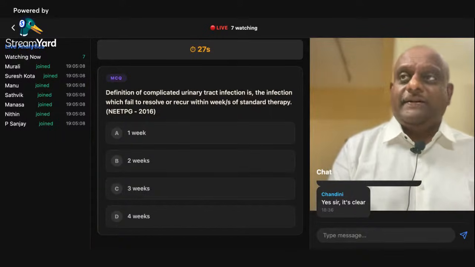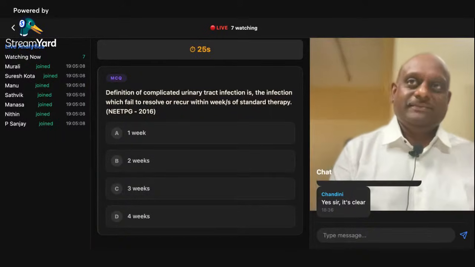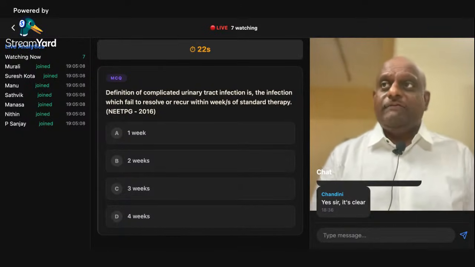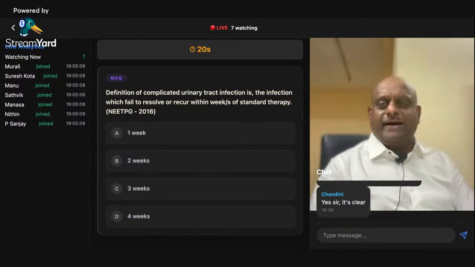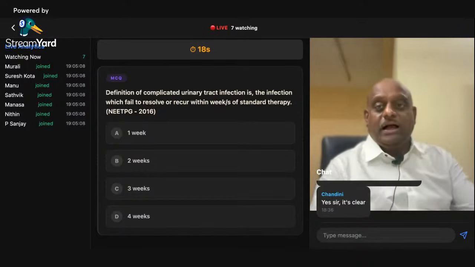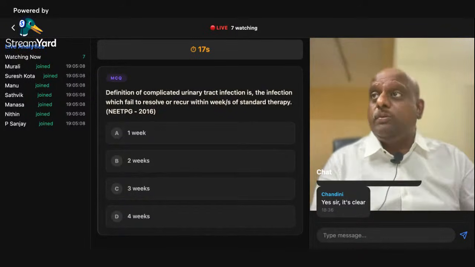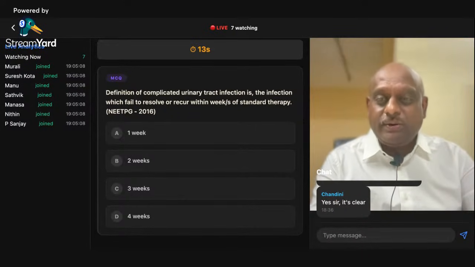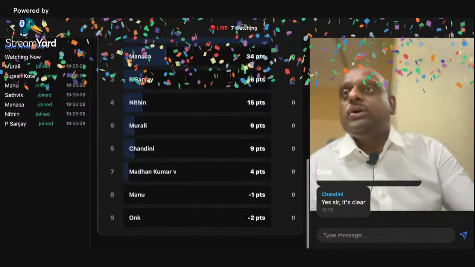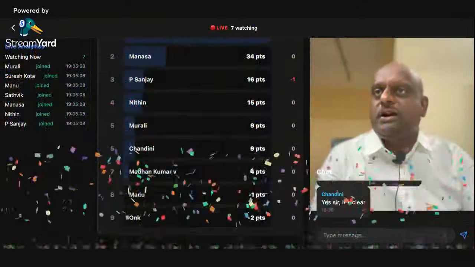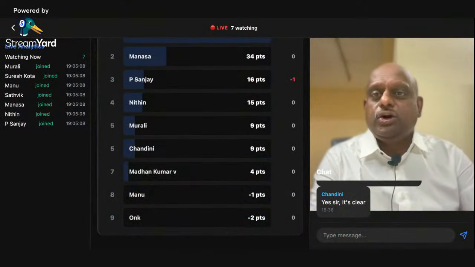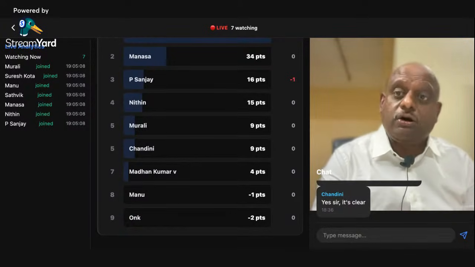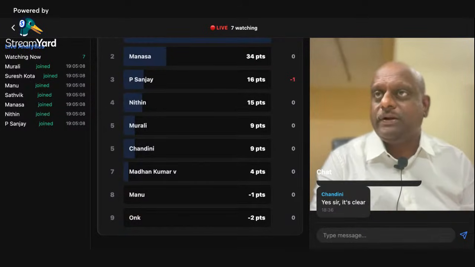Complicated urinary tract infection. Right? When do you call it that? When the infection fails to resolve or recurs after a standard therapy, within how many weeks do you call it that? The definition of it, 2016 question. So, Satvik is right. Very good. 2 weeks. You need to basically remember to call it a complicated UTI, right?